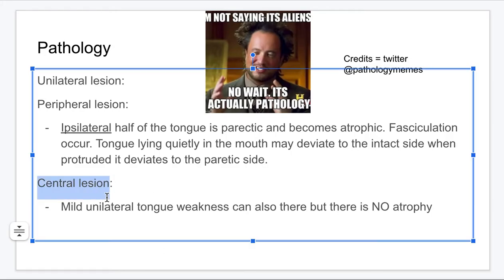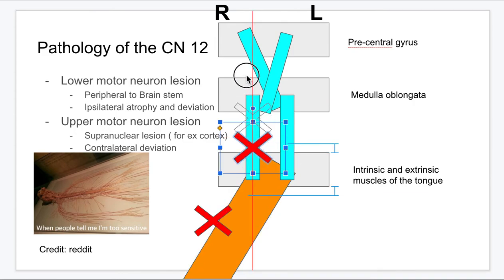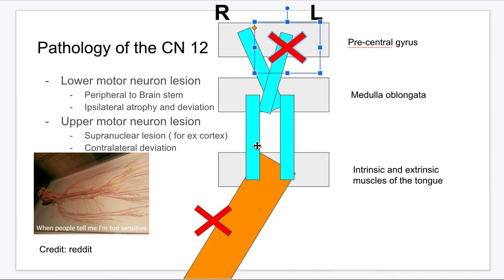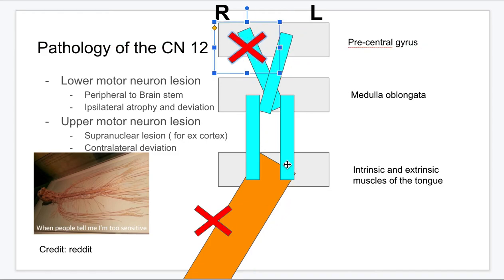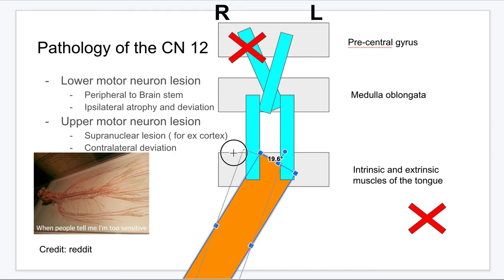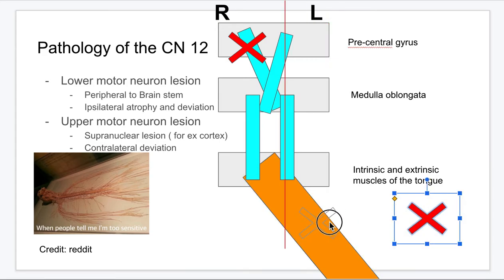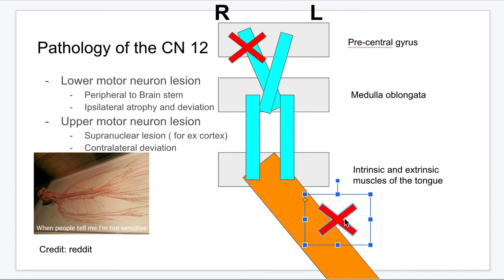With a central lesion, there's going to be mild unilateral weakness, but there will be no atrophy, or very little atrophy. Let's say a central lesion of the left side. That means the problems will obviously be on the left side, and there won't be much atrophy, very little. If there is any atrophy, it will be very little on the left side. So that's how this tongue will be sticking out.